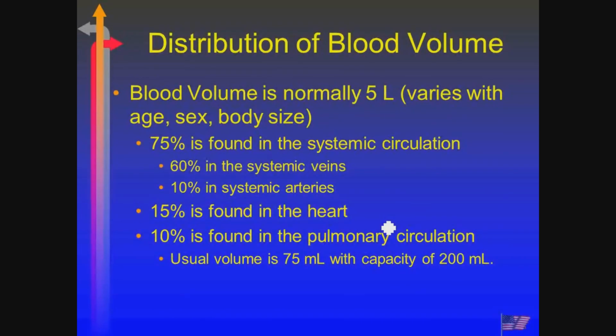Our blood volume is normally about 5 liters, which ironically is what 5 liters per minute happens to be, the normal cardiac output. So we basically recycle the blood through the body one time every minute. The vast majority of blood is in the systemic circulation, and of that, the capacitance vessels, the veins, have 60% of that. 15% is found in the heart, 10% is found in the pulmonary circulation. It has a very small capacity, the usual volume being under 100 milliliters of blood inside your pulmonary circuitry.